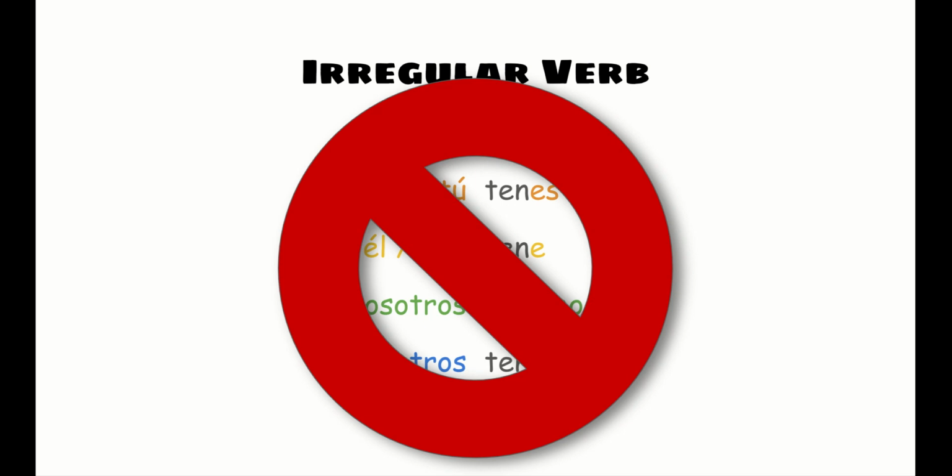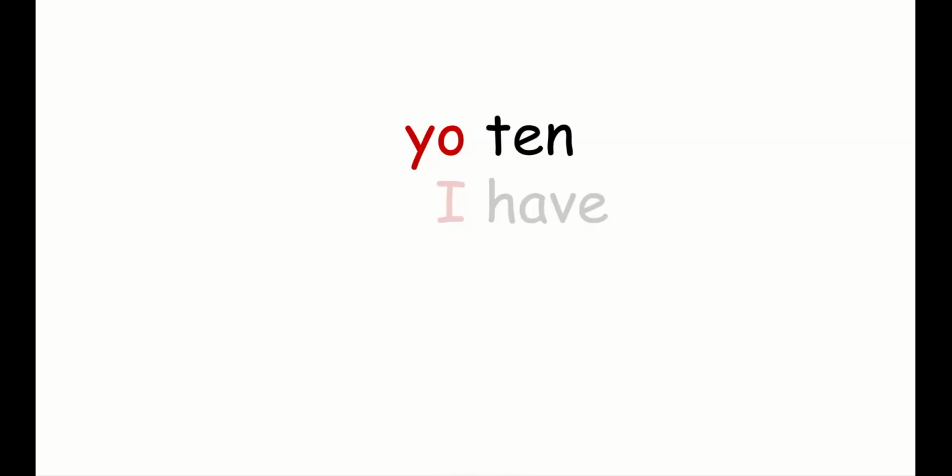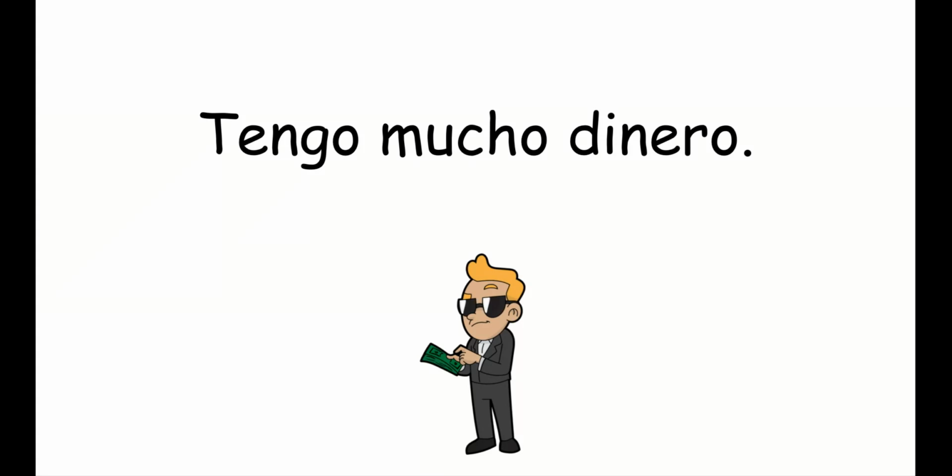With the irregular verb tener, you are going to have to memorize a couple little weird things that tener has that are different from a normal verb. So when conjugating tener for yo, in order to say I have, you're going to add a G-O at the end, not just an O. So yo tengo means I have. For example, tengo mucho dinero means I have a lot of money.